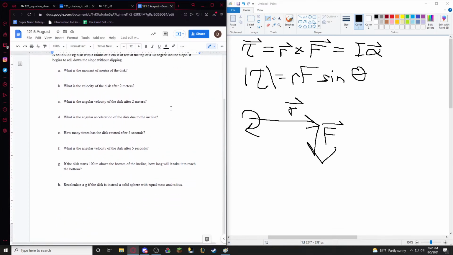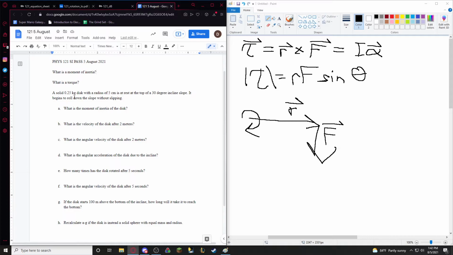So we have a solid quarter-kilogram disc with a radius of 5 centimeters, starting at rest at the top of a 30-degree inclined slope. We're going to let it roll down the slope without slipping. Essentially, it's just going to roll, and we don't have to worry about any friction with the disc. It's not going to be slipping.